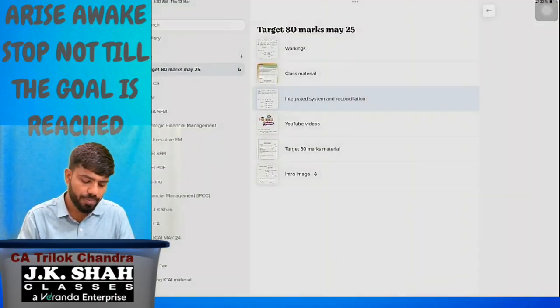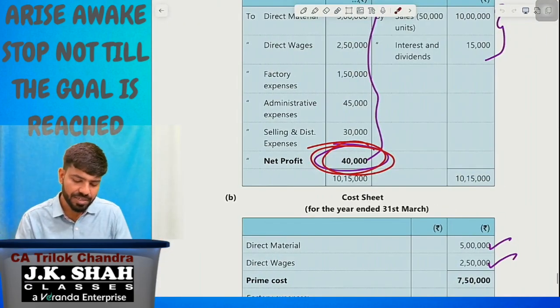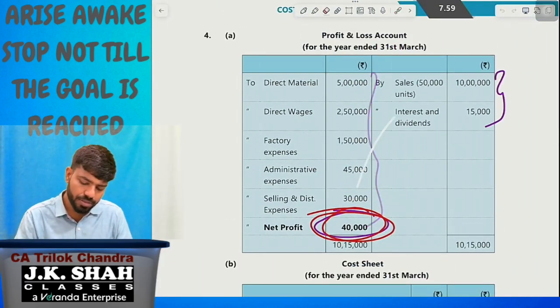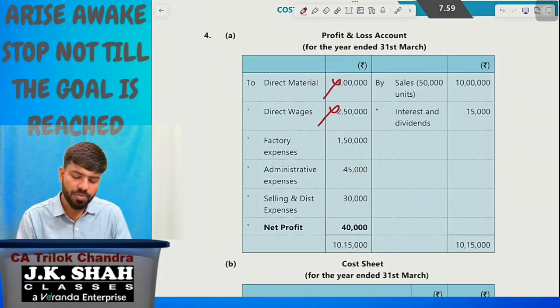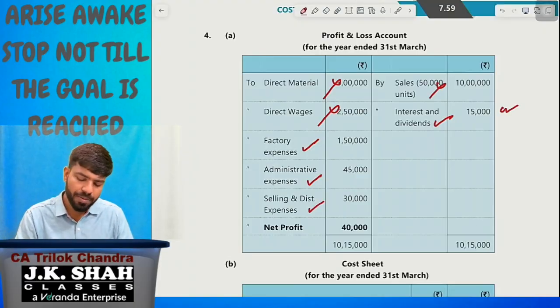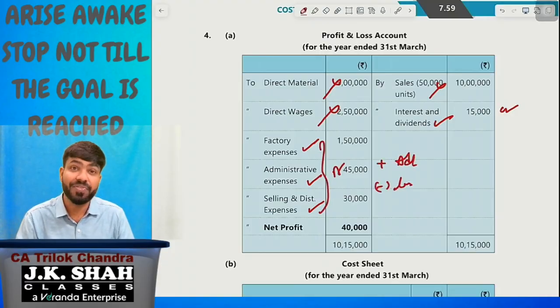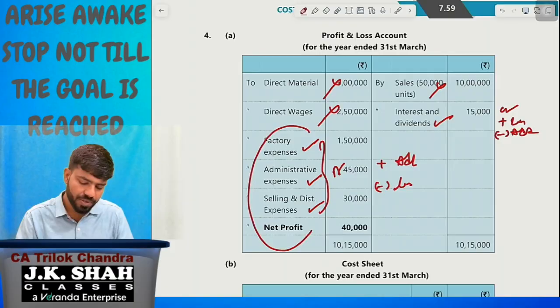Before going to the reconciliation, let us recheck what adjustments create the difference. In this question, direct material will not create the difference. Direct wages will not create the difference. What will create the difference are factory expenses, administration expenses, selling and distribution expenses. Sales will not create the difference. Interest on dividend, these are the 4 categories which can create the difference. This is a credit item, and all these 3 are debit items. Debit items: positive add, negative less. Credit items: positive less, negative add. Clear?